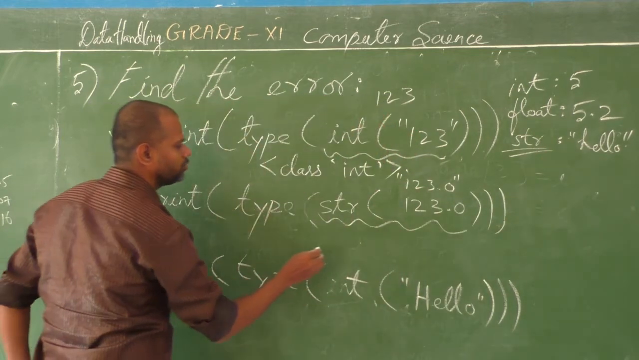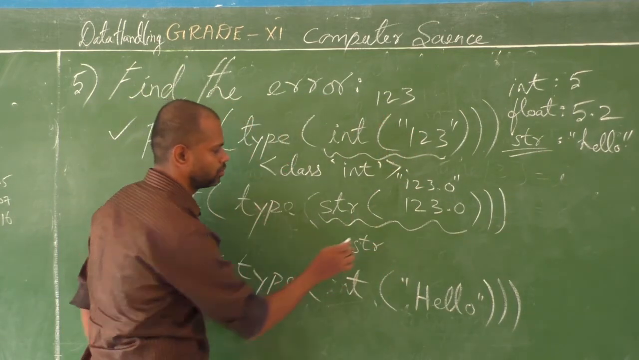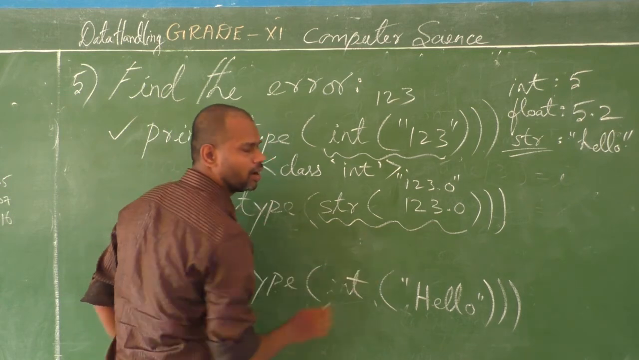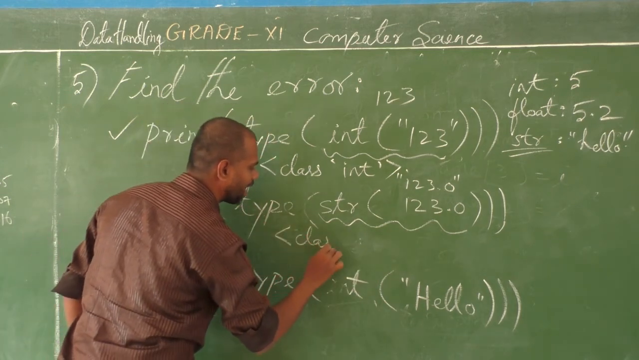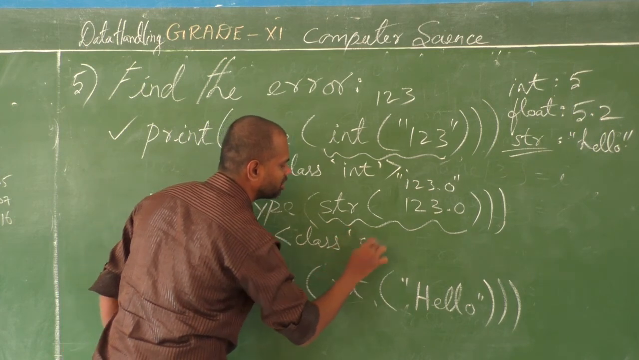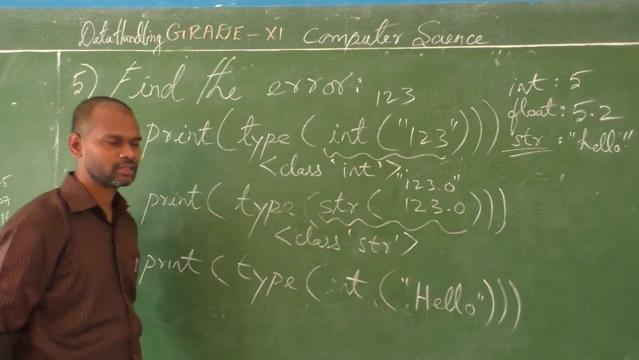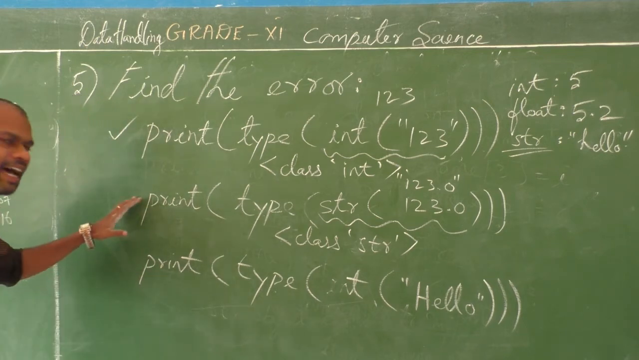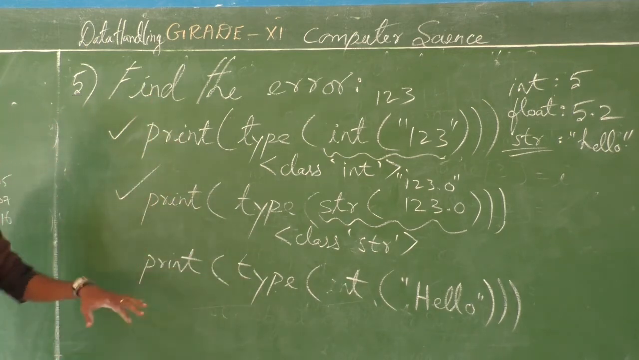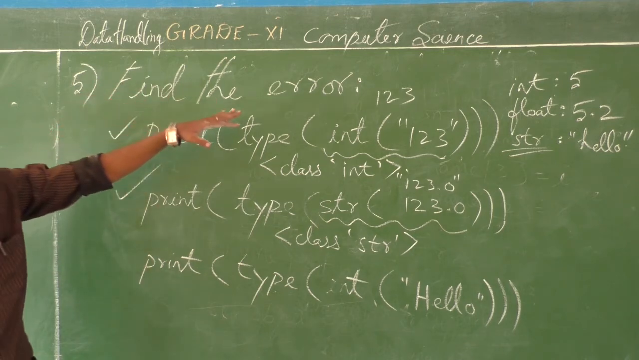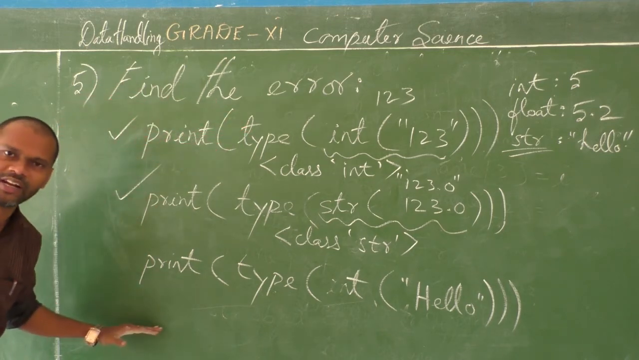So if you type simply str, I won't give the mark. So you have to give class, single quotation str, then less than and greater than you have to put. So this line has no error. It will show the output. Yes, this is correct. And now the question is find the error. This line no error. This line no error. What about this line? Shall we see?